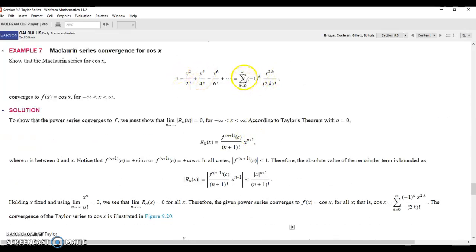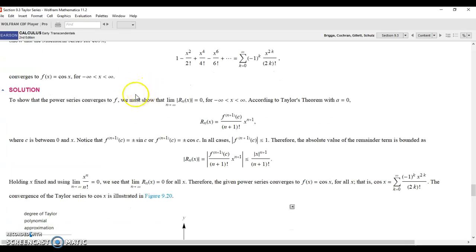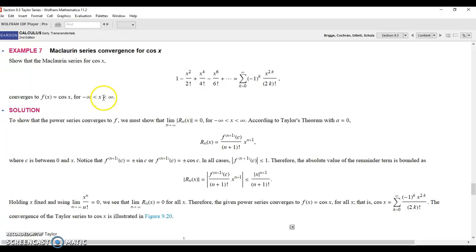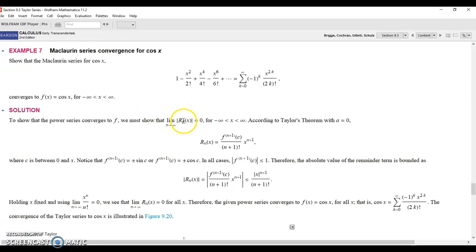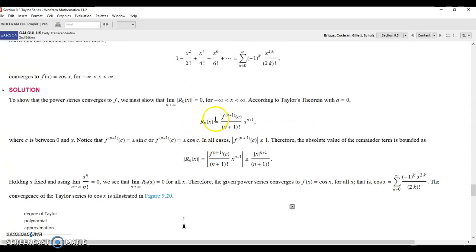It turns out to be the sum, k equals 0 to infinity, of minus 1 to the k, x to the 2k over 2k factorial. And this converges to cosine from minus infinity to infinity. That's what we want to show. So we need to show that the limit of the remainder term goes to 0. So our remainder term is f to the n plus 1 of c over n plus 1 factorial times x to the n plus 1, where c is between 0 and x.